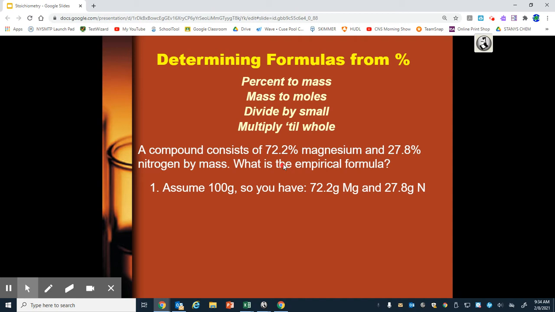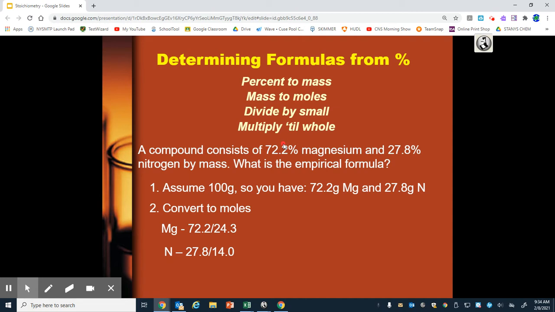All right, so now once we have grams, the next step says mass to moles. So take our masses here, 72.2 grams of magnesium and 27.8 grams of nitrogen, and convert them to moles. And this is just how we've done it all along. To go from mass to moles, you divide by the GFM of the relative thing. So in this case, that's magnesium and nitrogen. So it's 72.2 divided by the mass of magnesium on the periodic table, which is 24.3 grams. And then nitrogen, you're going to do the same thing, but you're going to use the mass of nitrogen off the periodic table, which is 14.